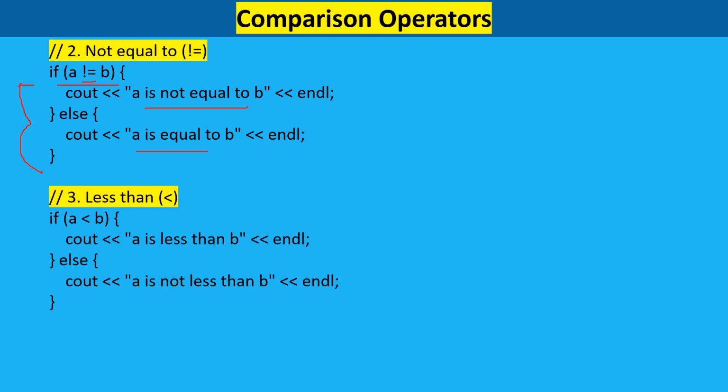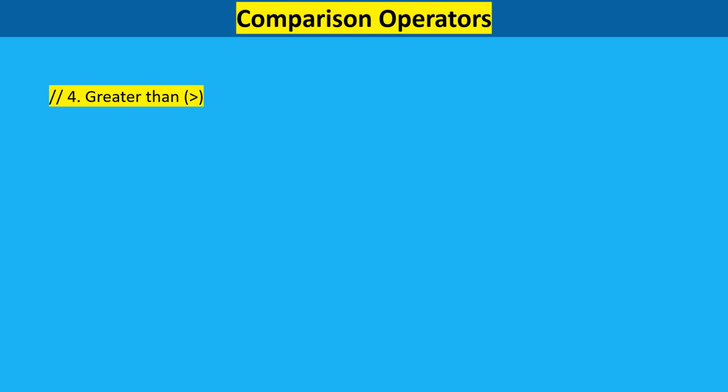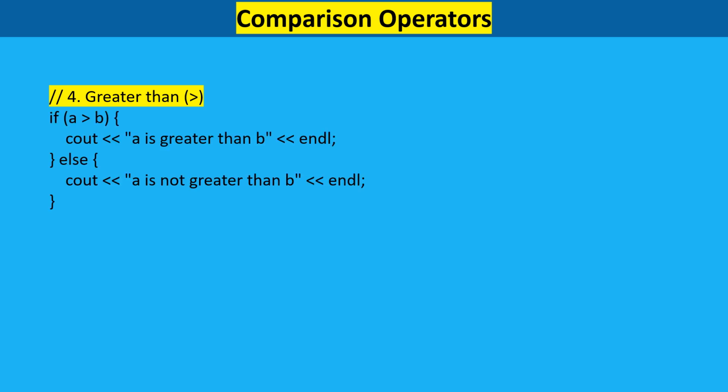And then less than. If a less than b, the operator checks if a is less than b. Since a is 10 and b is 5, the condition is false. So cout a is not less than b. Since the condition is false, it prints a is not less than b. And greater than. If a is greater than b, the operator checks if it's greater than b. Since a is 10 and b is 5, this condition is true. Cout a is greater than b will print this time.